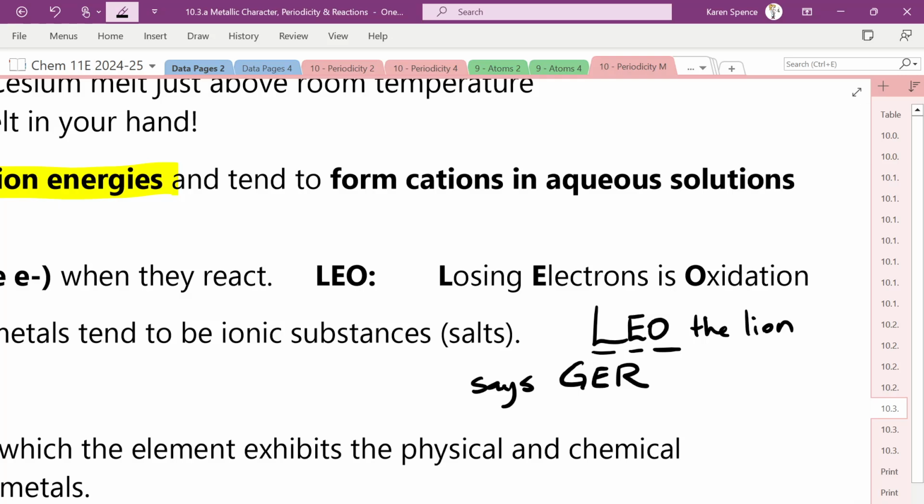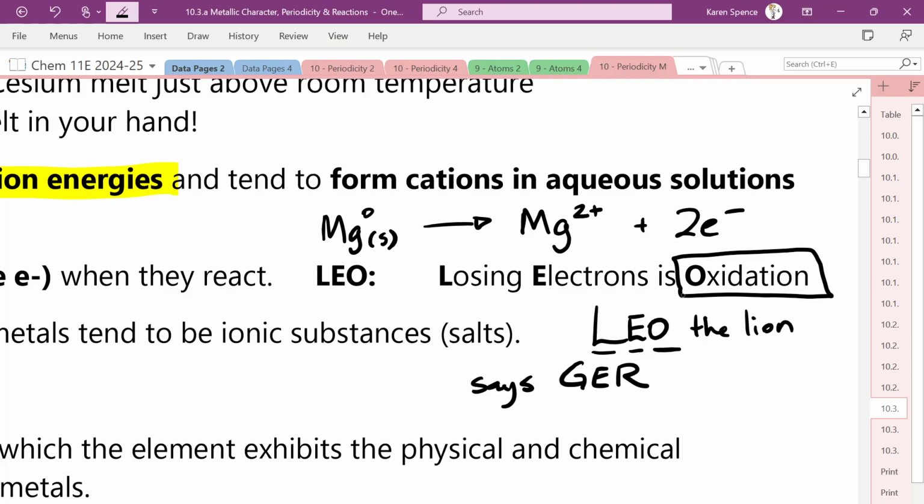So if you have Mg, which is just neutral, if it becomes Mg2+ and gives its 2 electrons to somebody else, okay, we're not going to write down who at this point, but if it loses 2 electrons and becomes Mg2+, that is oxidation. LEO, losing electrons, is oxidation.